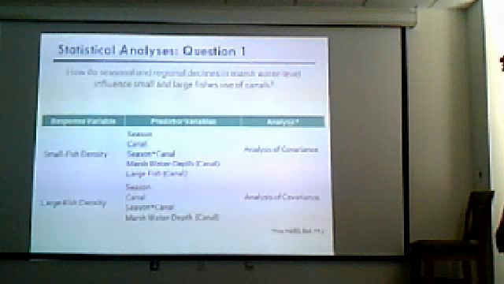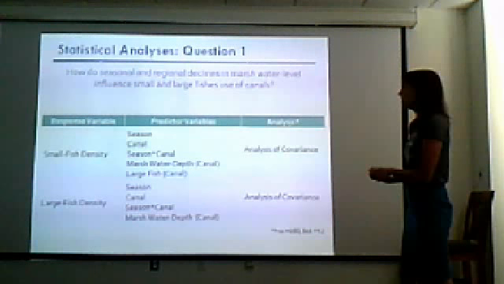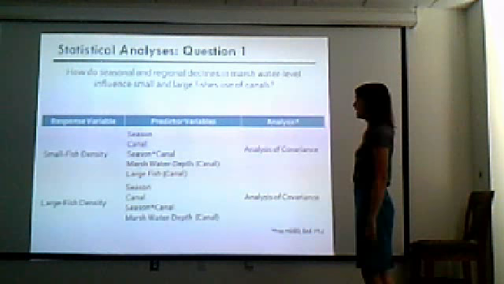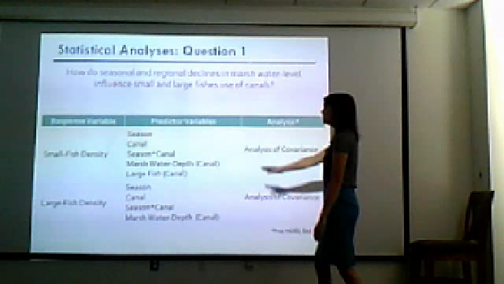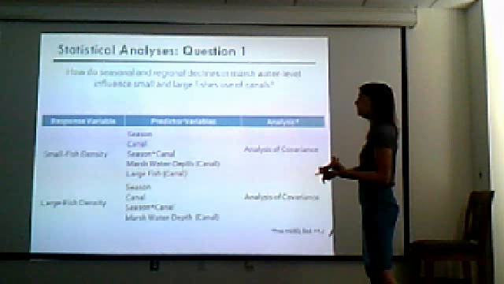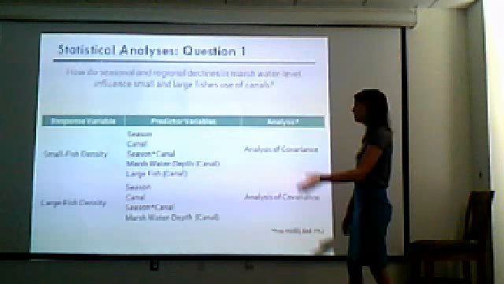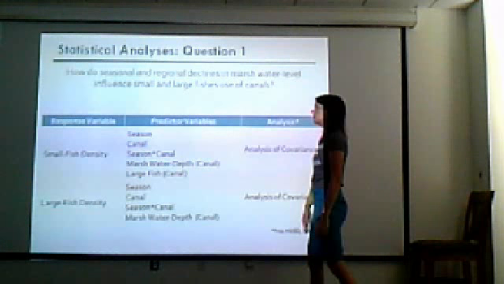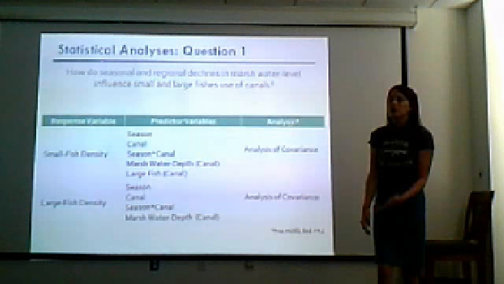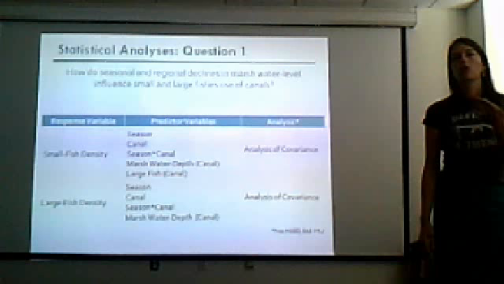Okay, so back to my original question. How do seasonal and regional declines and marsh water level influence fish use of canals? So I had 2 models, a small fish and a large fish model, and a set of predictor variables. Season, which I had early dry, wet season, my 2 canals, and then marsh water depth, which I got from the EDEN data set. And then I used large fish density as a covariate in my small fish model. I used nlme so I could apply a covariance structure to account for autocorrelation across sampling periods.